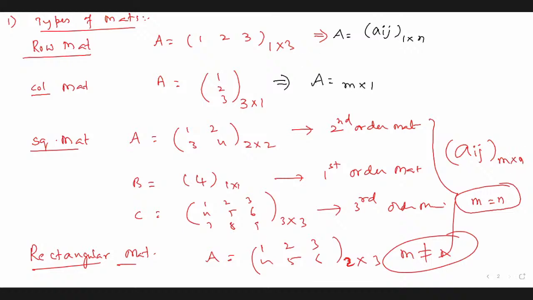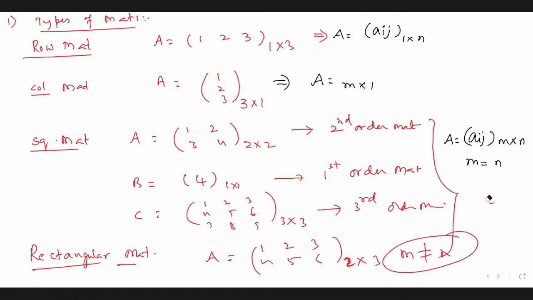Now, third one, capital A is equal to Aij of m by n, where m is equal to n. In front of that, a square matrix, you should write this much. m is equal to n.